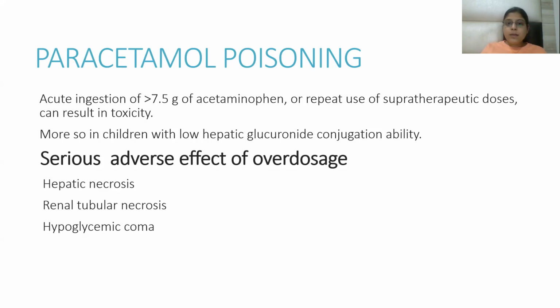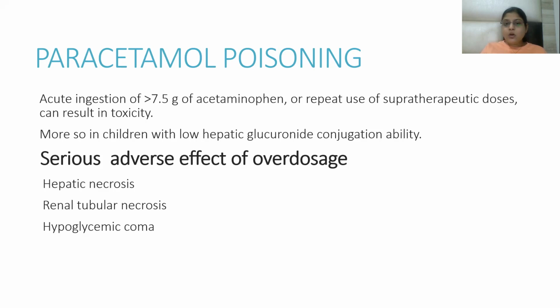More so in children with low hepatic glucuronide conjugation. The pathway of paracetamol metabolism is such that 99% of the paracetamol gets converted by glucuronide conjugation into an inactive metabolite, which is excreted in the urine, and 1% is metabolized by the cytochrome P oxidase enzyme to the toxic metabolite, NAPQI, N-acetyl-p-benzoquinone imine. So when there is low hepatic glucuronide conjugation, more NAPQI will be formed. So paracetamol poisoning can occur in children.